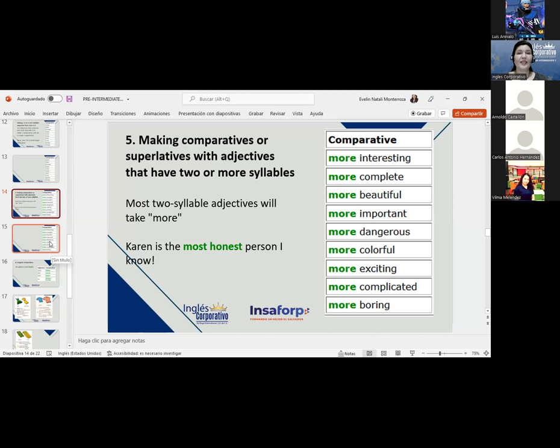And I have here, in the case of most, you use it for the superlatives, right? An example for the superlatives will be the same rule, right? If you have a long adjective with more in the comparative. Es la persona más honesta que conozco. Now. Karen is the most honest person I know. Es la persona más honesta que conozco, right? For the superlatives, you are going to use the most interesting, the most complete, the most beautiful, right? But this is for the superlative form.